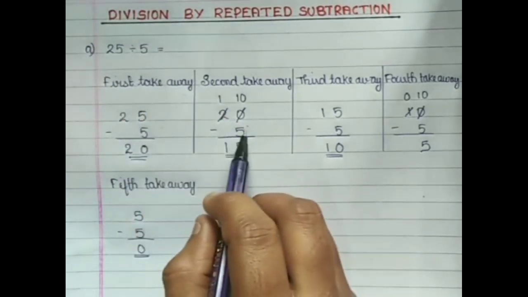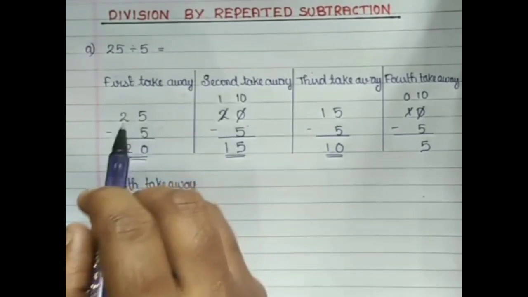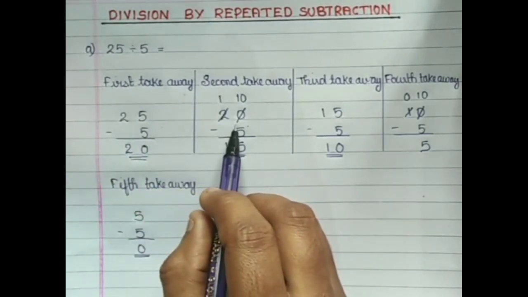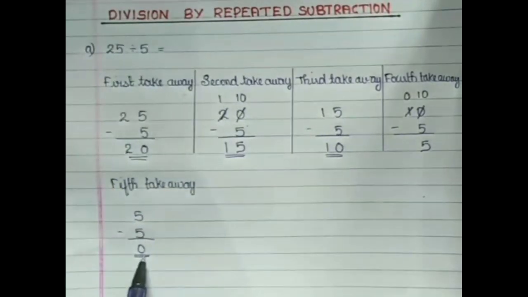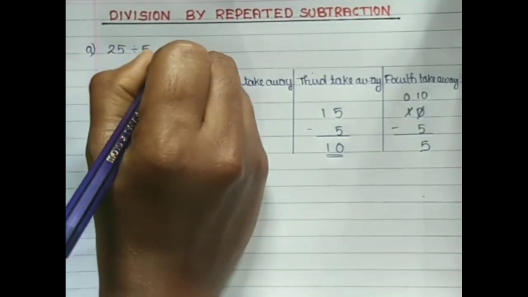Because we have subtracted 5 from the number 25 repeatedly how many times? Yes, 5 times to get the remainder 0. So 25 divided by 5, the answer is 5.